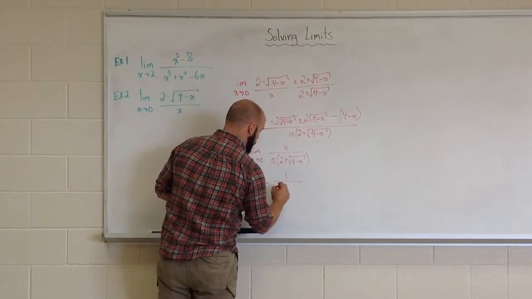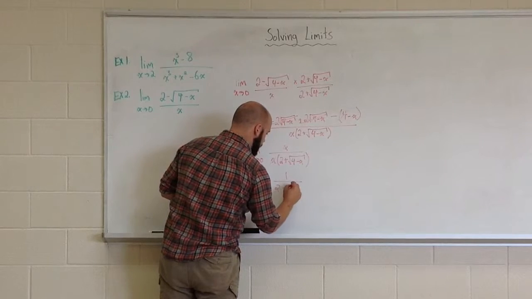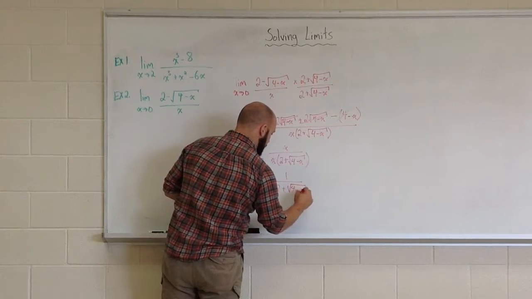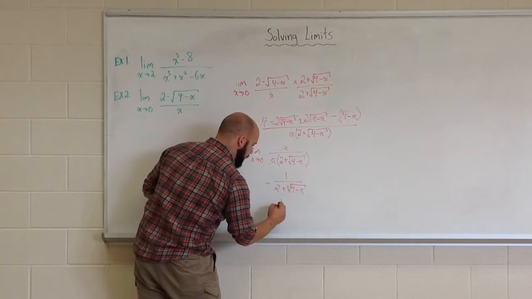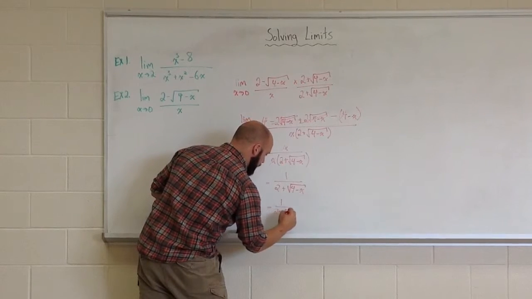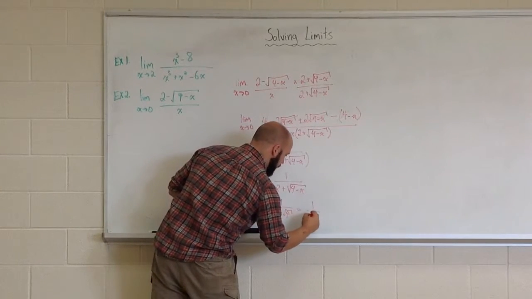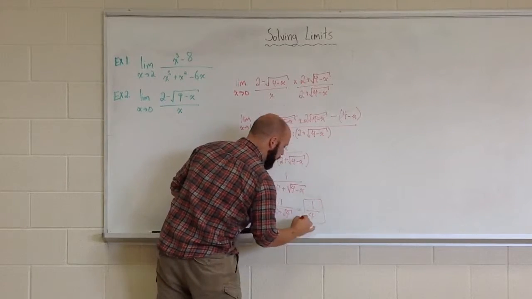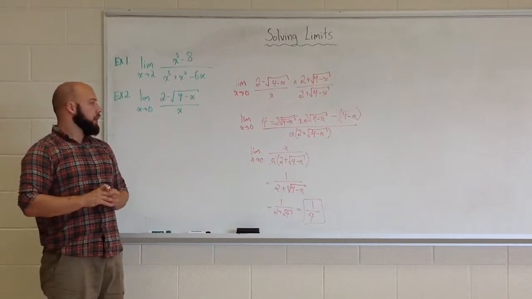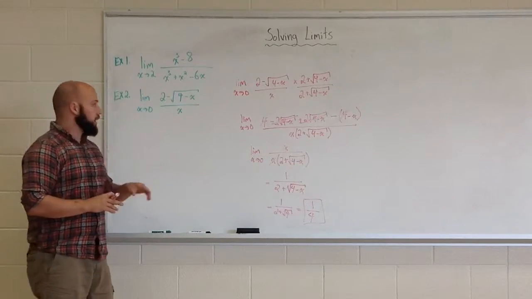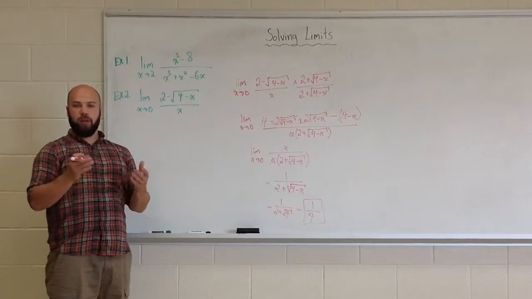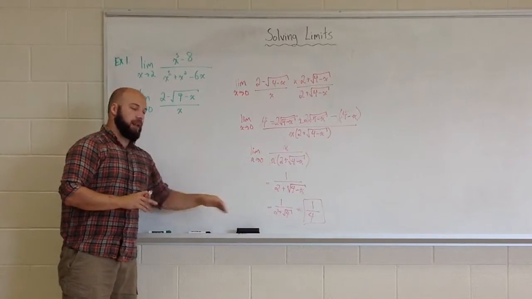This gives 1 over 2 plus the square root of 4 minus x, which is 1 over 2 plus the square root of 4, which is 1 over 4. And that's the second way that when you have a limit in indeterminate form, you can solve the equation to find the value of the limit.